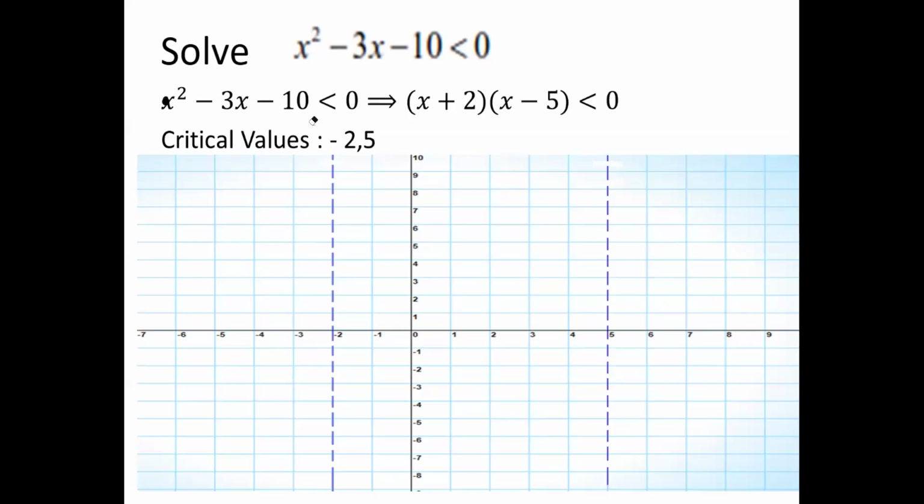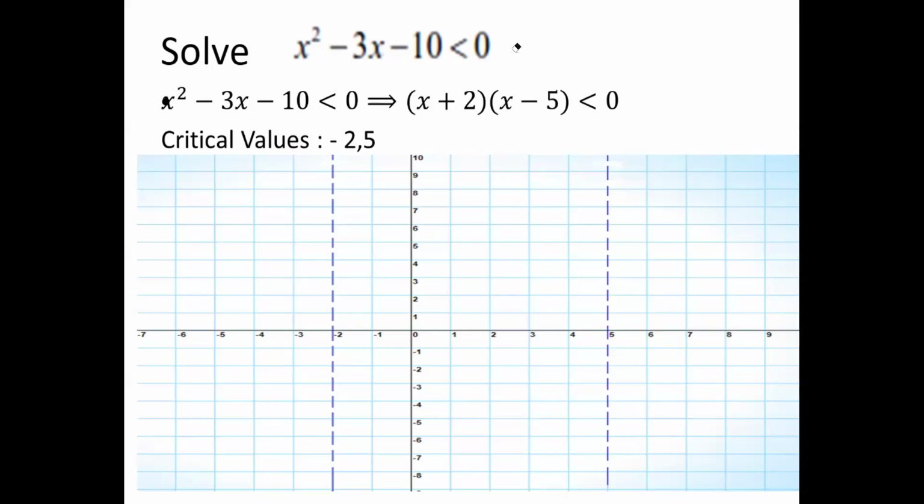Or how the inequality is behaving in this region here, then in this region here, and then in this region here, right? So that's what we're going to do next. We're going to take a value of x that is less than -2. We're going to take a value between -2 and 5, and we'll take a value here. And we're going to put it in this inequality and see how it behaves.